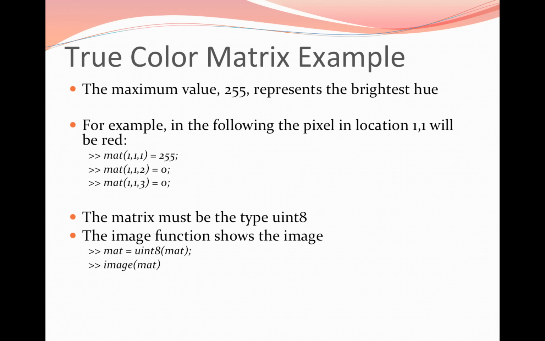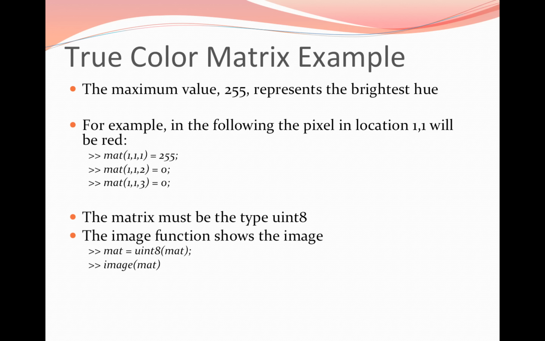So for example, if we had a three-dimensional matrix and we wanted the pixel in location 1, 1 to be red, we would say mat(1,1,1). So again, those are the coordinates of the pixel. The last 1 is the red component. We want that to be 255, but we want the green and the blue components to be 0. So in other words, that pixel is going to be red. So again, that's just one particular element in the image matrix, which is the first row, first column.